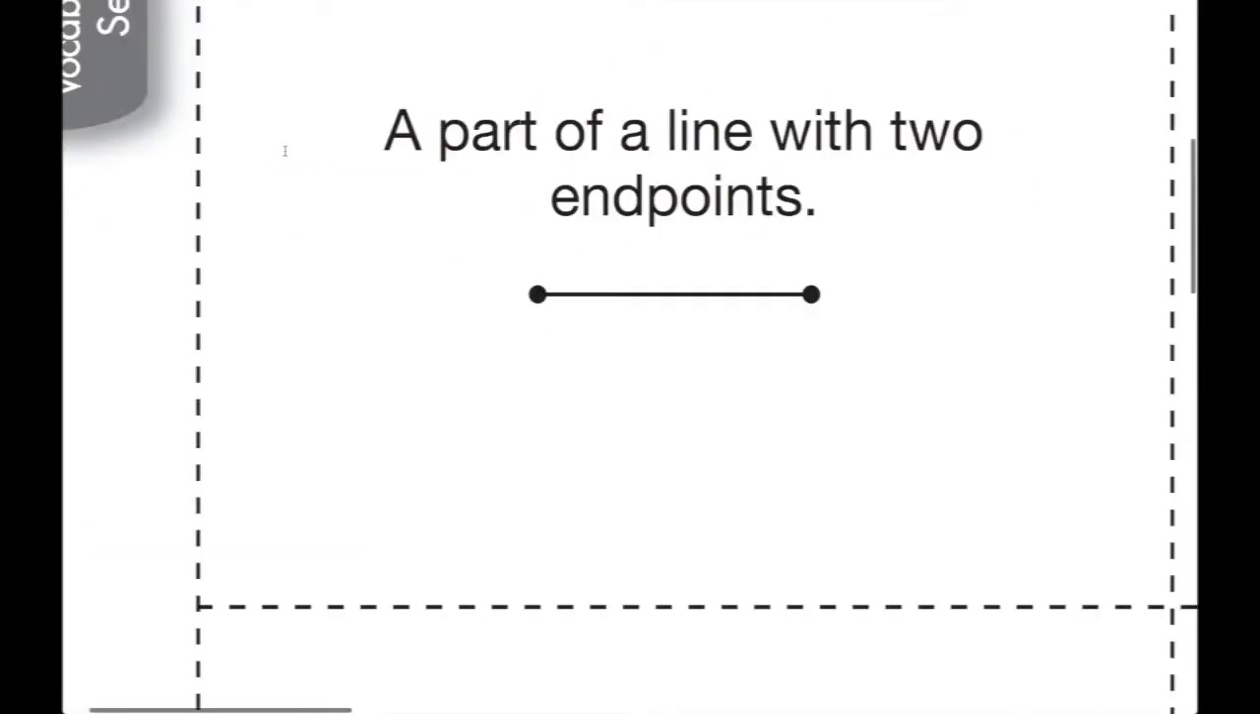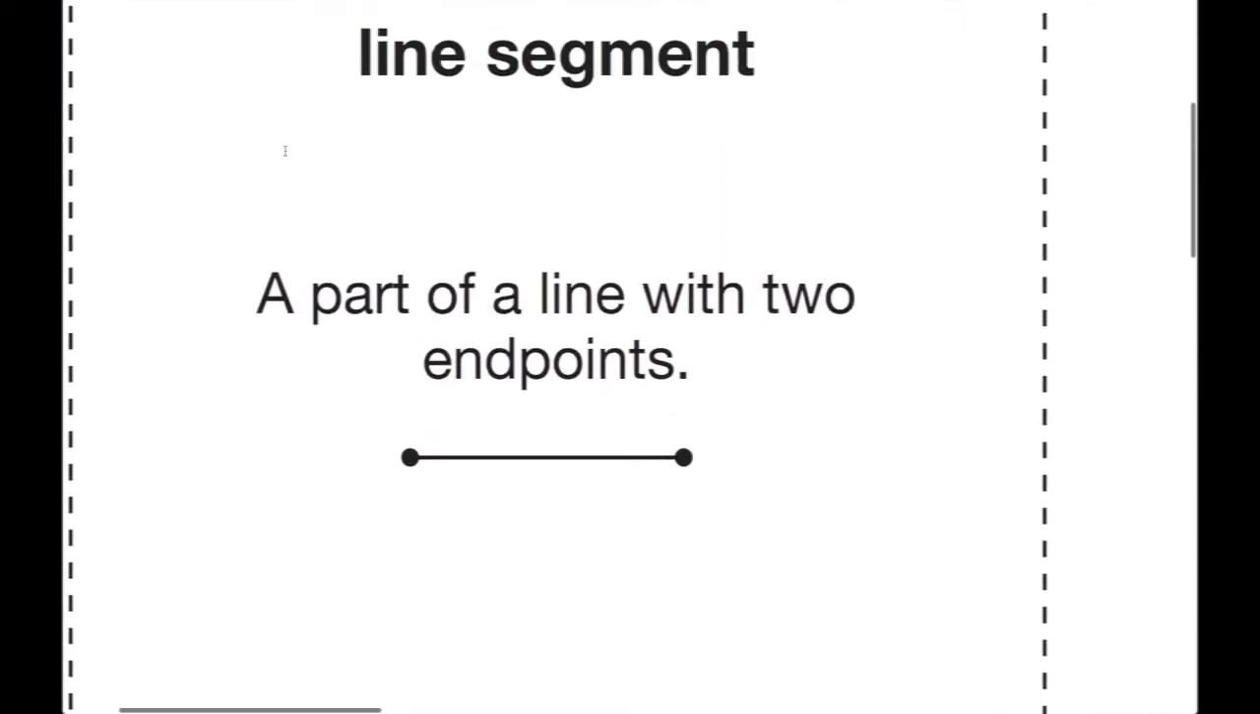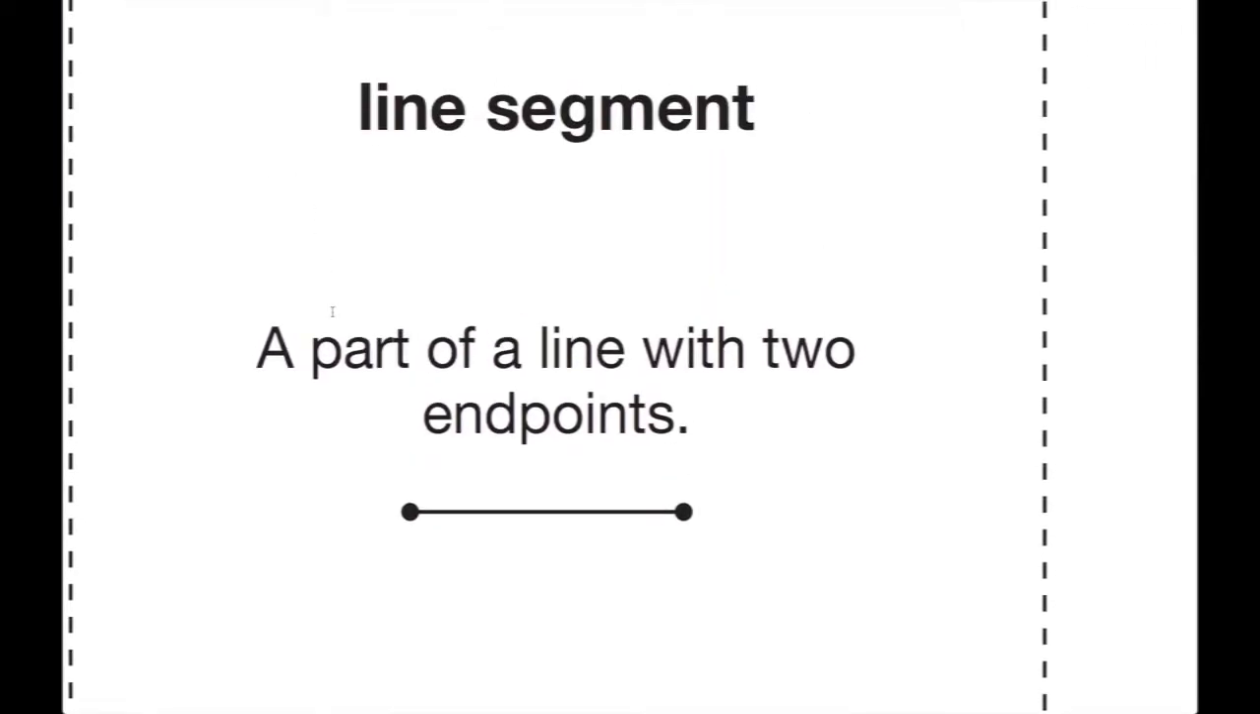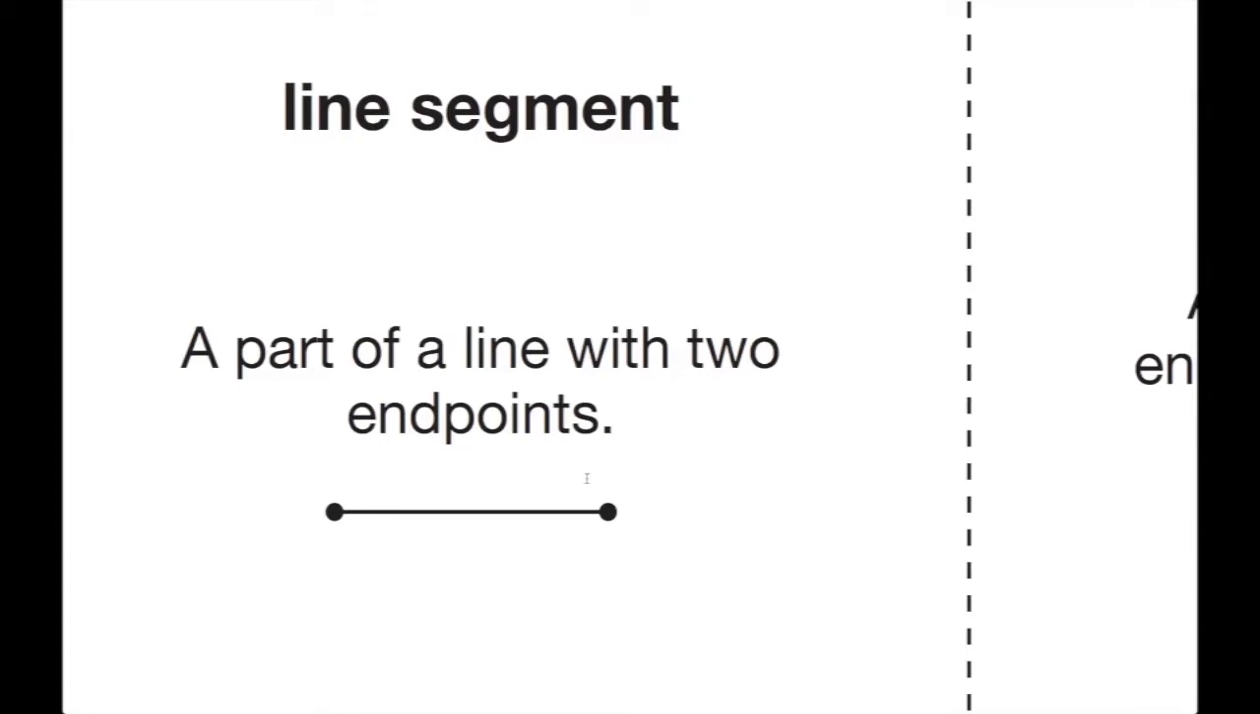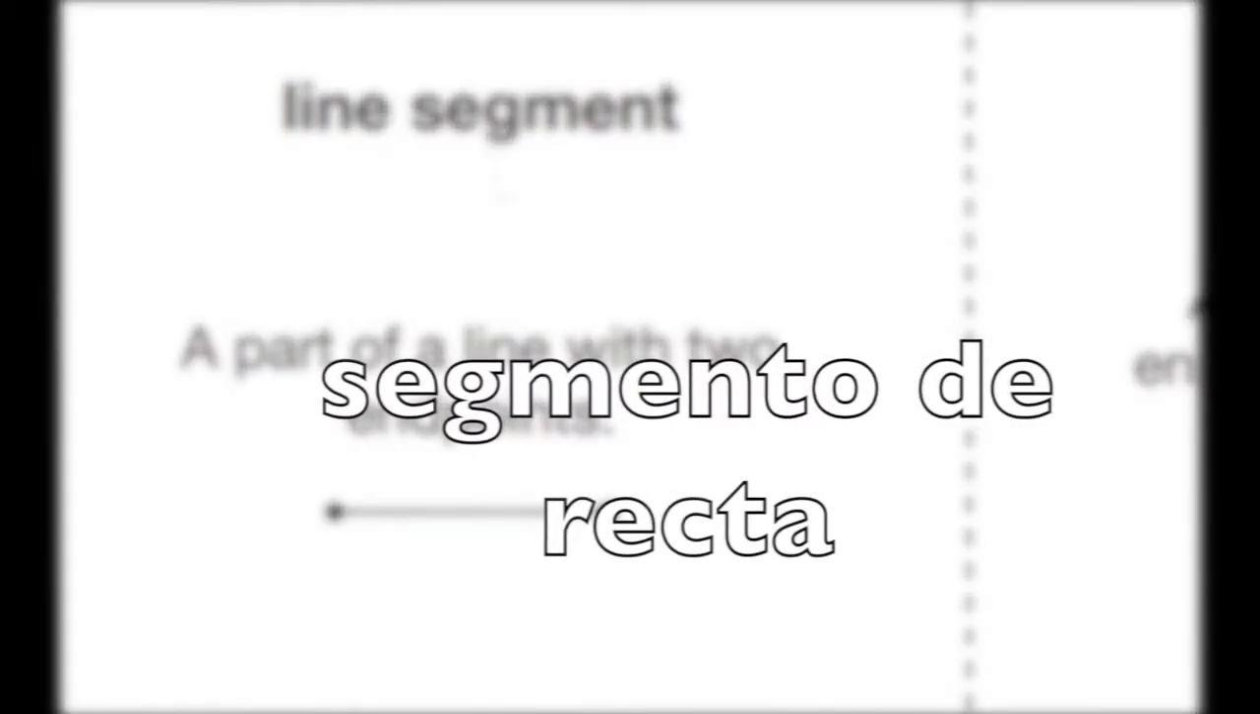A line segment is simply a part of a line with two endpoints. You can see that this is only a segment because it ends. It ends on this side and it ends on this side. That means the line stops right there. That is represented by dots. If you see a dot on the end of each line, that means it ends right there. Line segment is segmento de recta.